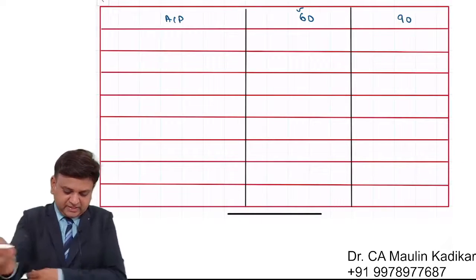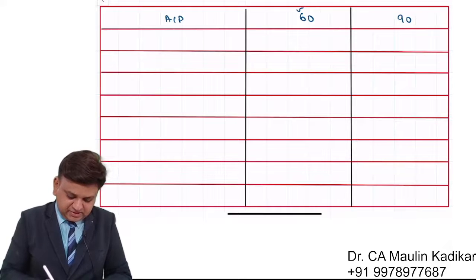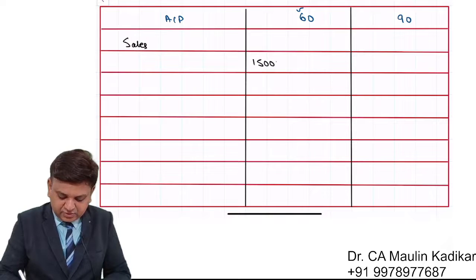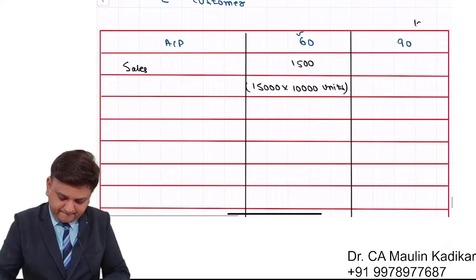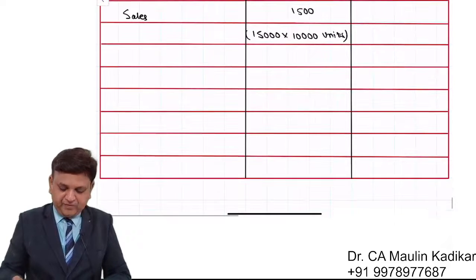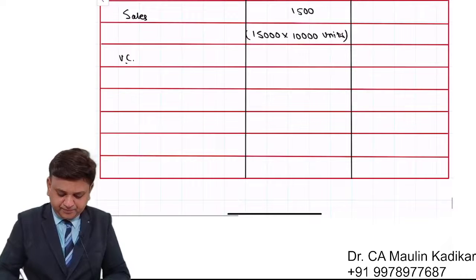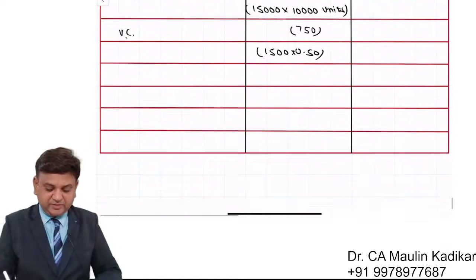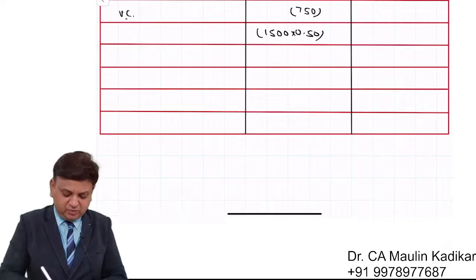So over here we can start with the sales. It is 15,000 rupees into 10,000 units. So it is 1,500 lakhs. We already have found variable cost. It is 50 percent. That comes to 750 lakhs. No information is provided with respect to the fixed cost, so it is once again ignored.